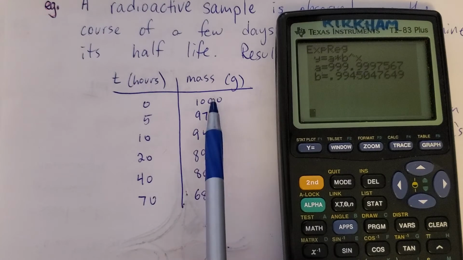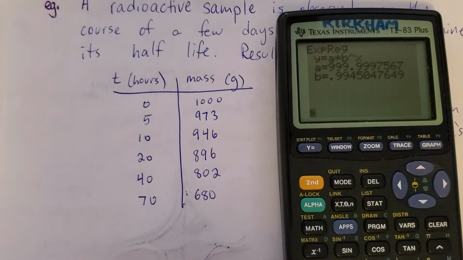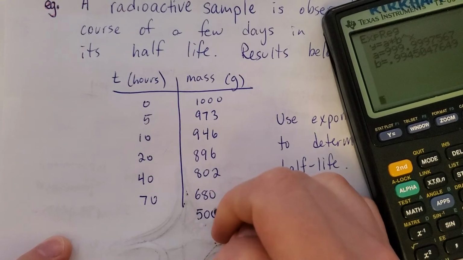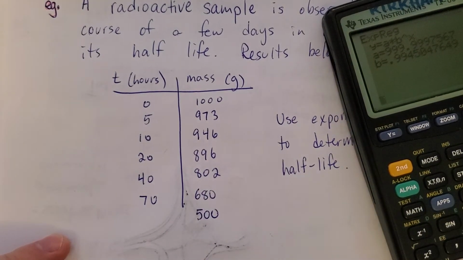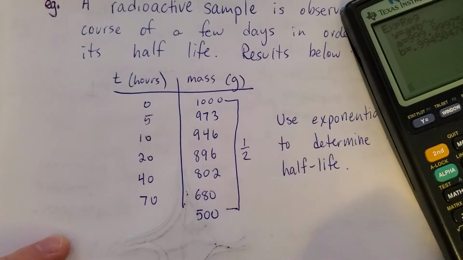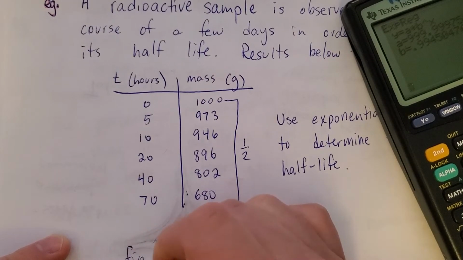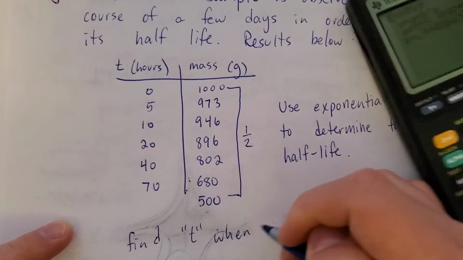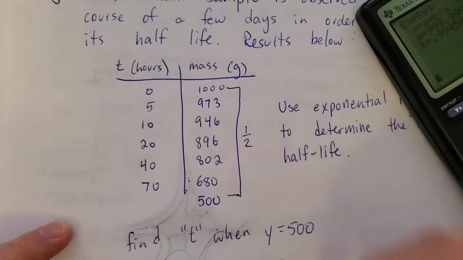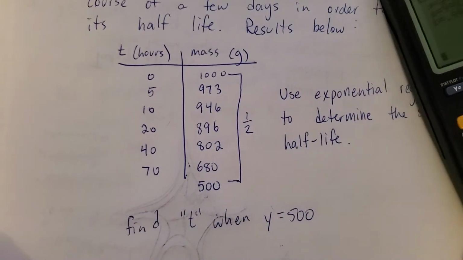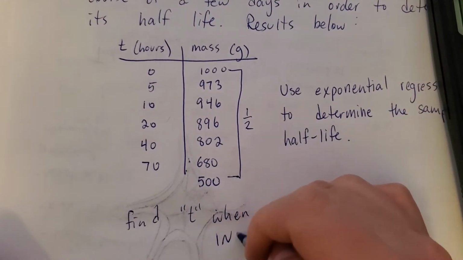The mass started at 1,000 grams. The half-life is how much time goes by when there's 500 grams left, right? Because that's going to be half. We just have to find the time when the y value is 500. Okay, time is the x value. That's an intersect.